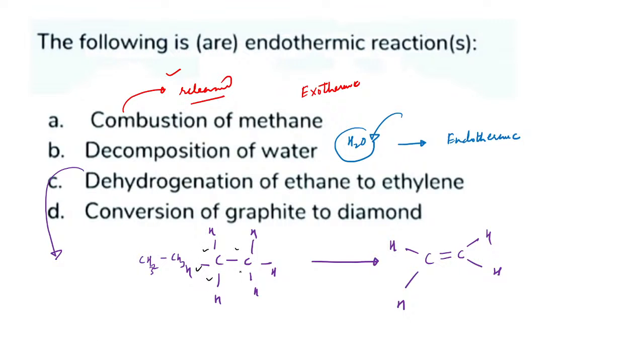1 2 3 4 5 6. So we have 6 CH sigma bonds and 1 CC sigma bond, and on the product side we have 4 CH sigma bonds, 1 sigma CC bond and 1 pi CC bond. So from 2 CH sigma bonds you have formed only one new pi bond. So from 2 sigma bonds you have formed one pi bond.